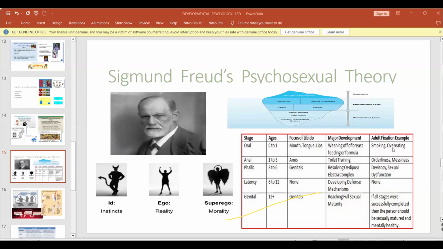We come to the second stage. But now, one more thing. Now you have to connect it with the components of personality. Now, the oral stage is from birth up to 1 year. You have only the id component of your personality. Am I right? Id is pleasure seeking.